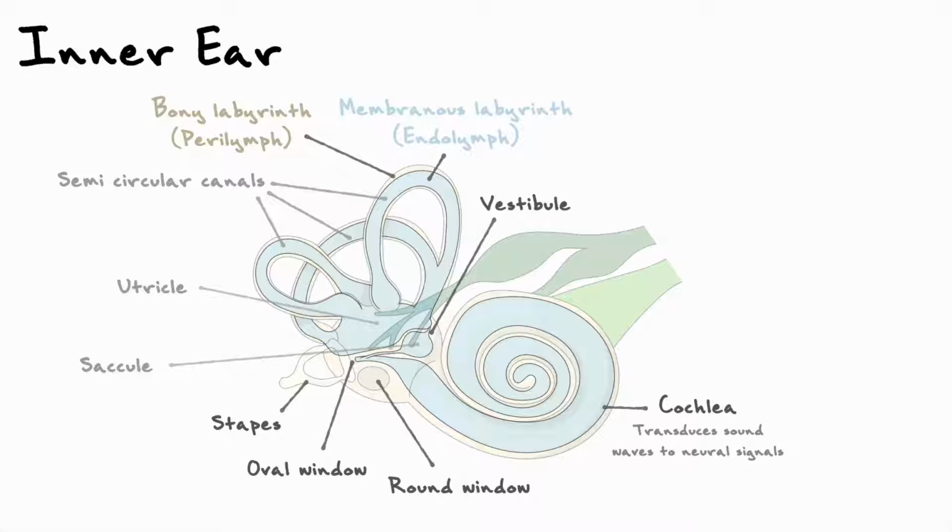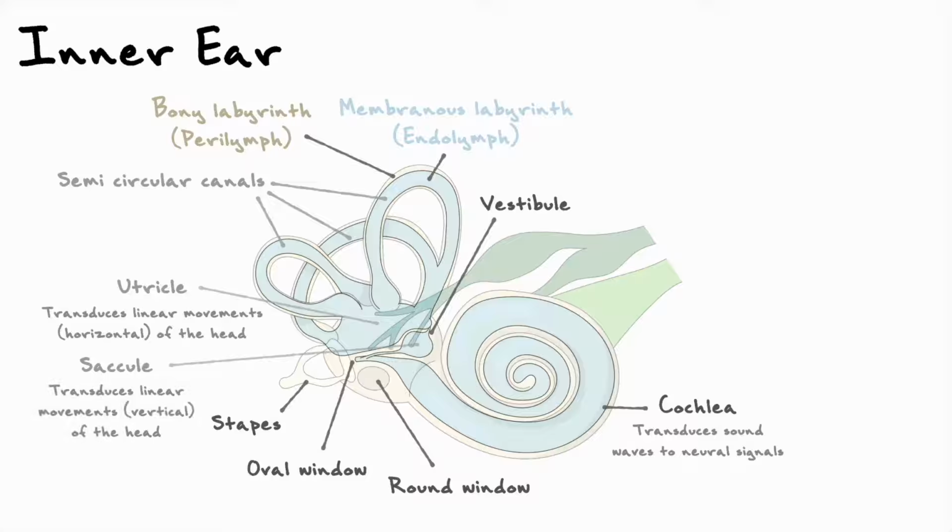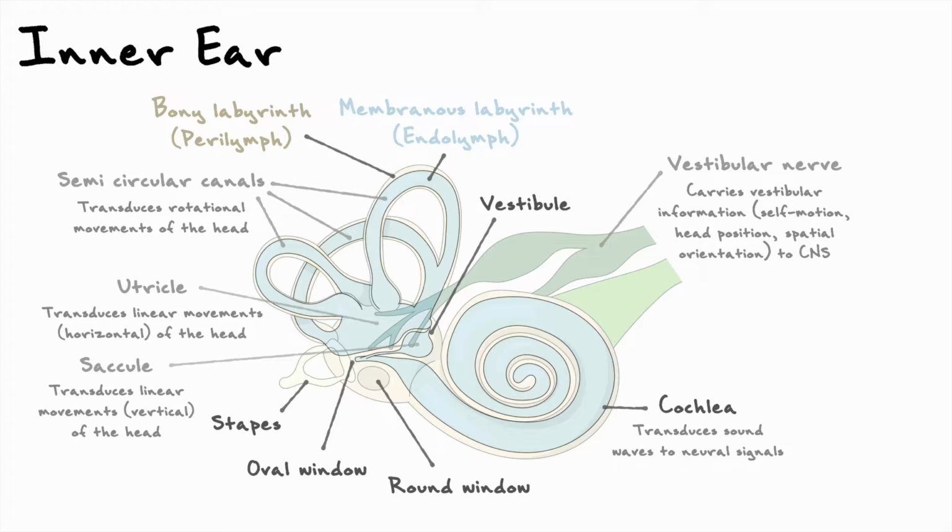The utricle and saccule detect linear movements of the head, with the utricle sensing primarily horizontal accelerations, while the saccule senses primarily vertical accelerations. The semicircular canals are responsible for picking up rotational movements of the head. All these sensations from these organs are picked up by the vestibular nerve and are carried to the central nervous system.